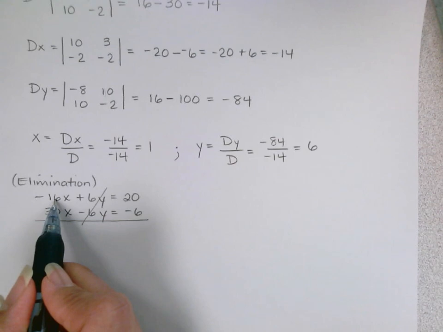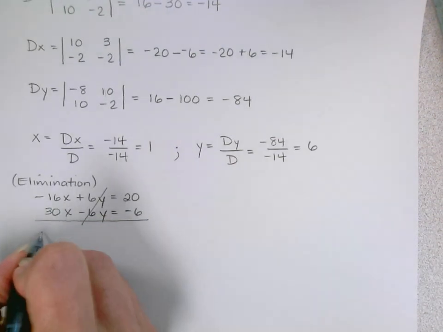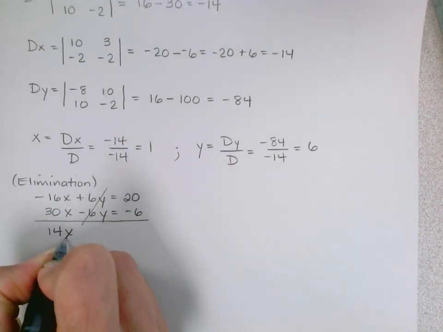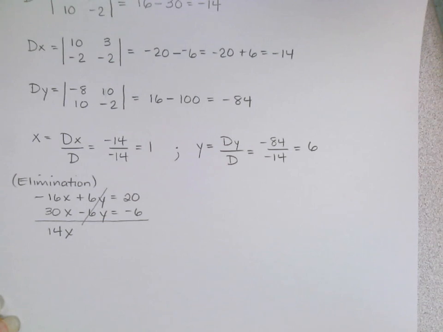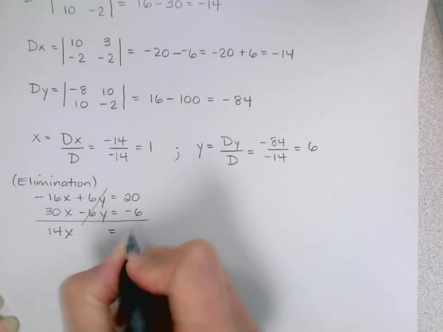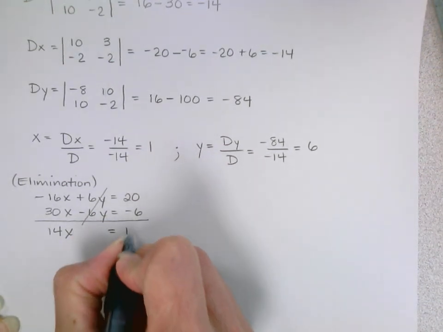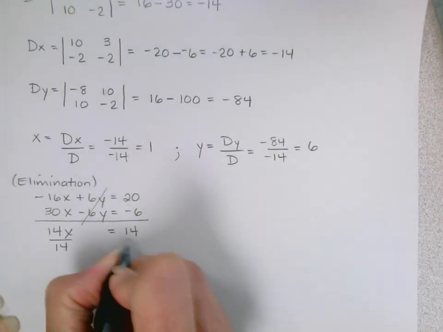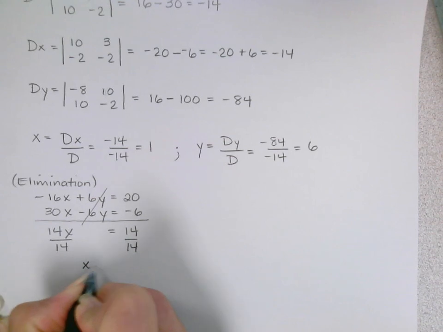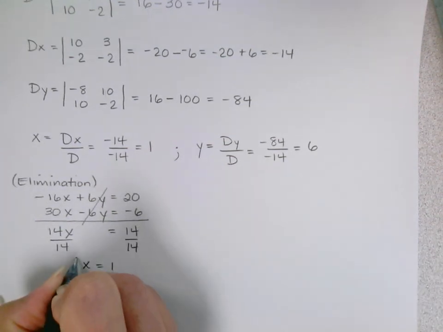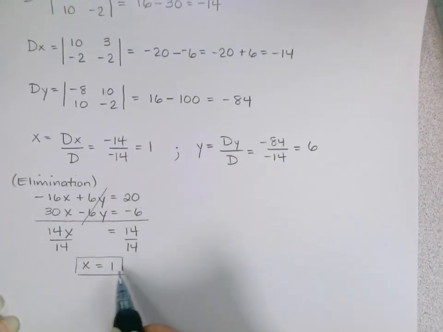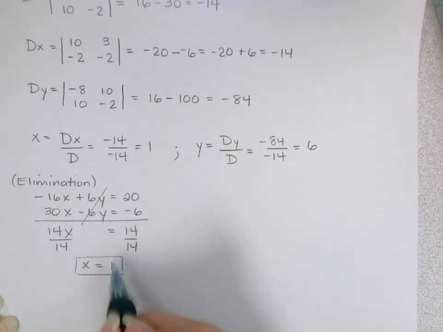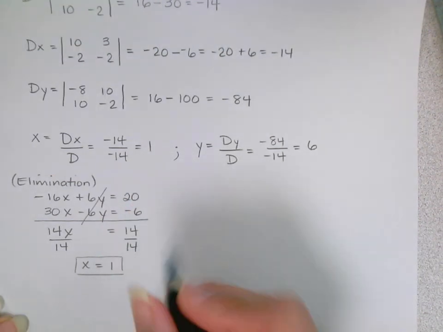So negative 16 and a positive 30 gives you 14x, equals 20 minus 6 is 14. I need to divide both sides by 14, and x ends up being 1. So far so good, because that's the answer we were getting using Cramer's rule.